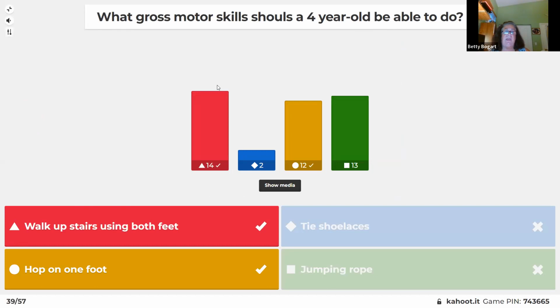So they should be able to walk up the stairs using both feet. And 4 years old is when they start to be able to hop on one foot. They can't tie their shoelaces yet. It's almost 6 years old, and jumping rope the same.